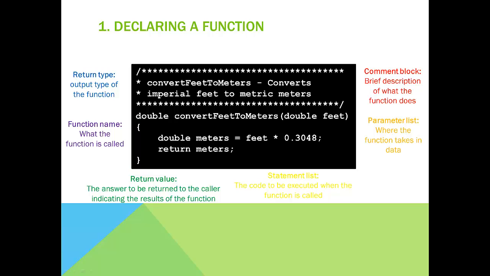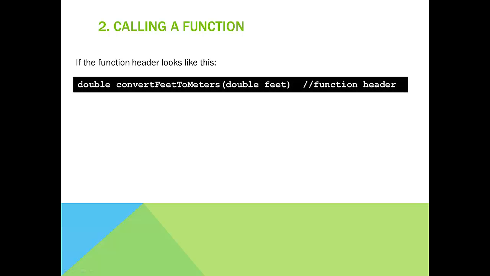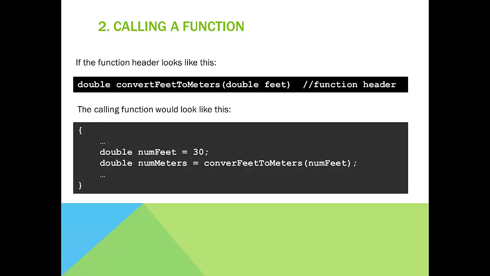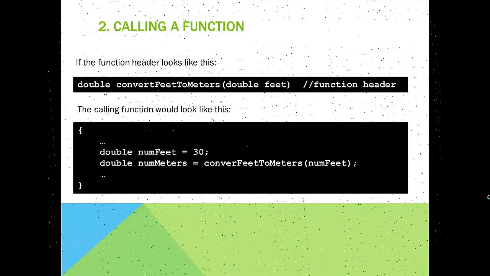Now that you know how to declare a function, we're going to talk briefly about how to call a function. If we have a function header that looks like this, you notice we have the type, the name of the function, the type of the parameter, and the name of the parameter. When we create a calling function, we leave off the types. So we have the same function name, but we don't have the type. We also have the parameter that we want to pass in to be used as feet. We'll talk more about parameter passing later.